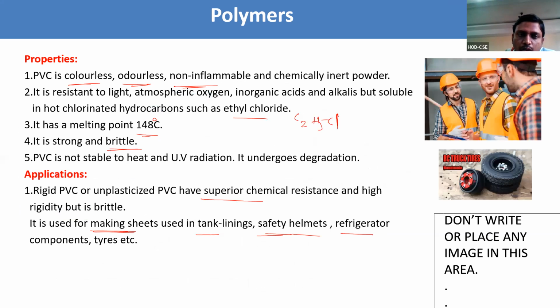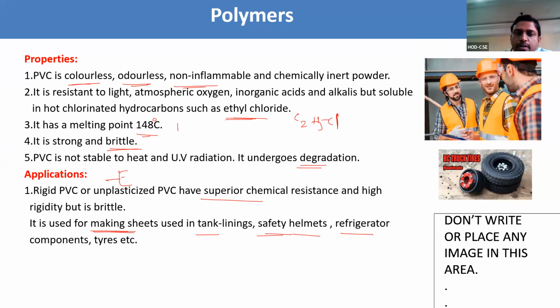These are the properties. PVC is a colorless, odorless, non-inflammable and chemically inert powder, resistant to light and atmospheric oxygen, inorganic acids and alkalis, but soluble in hot chlorinated hydrocarbons such as ethyl chloride. Its melting point is 148 degrees centigrade. It is strong and brittle, not stable to heat and UV radiations, and it undergoes degradation.